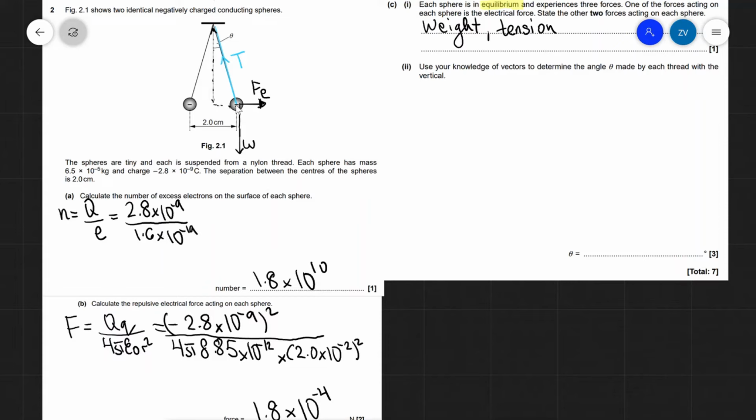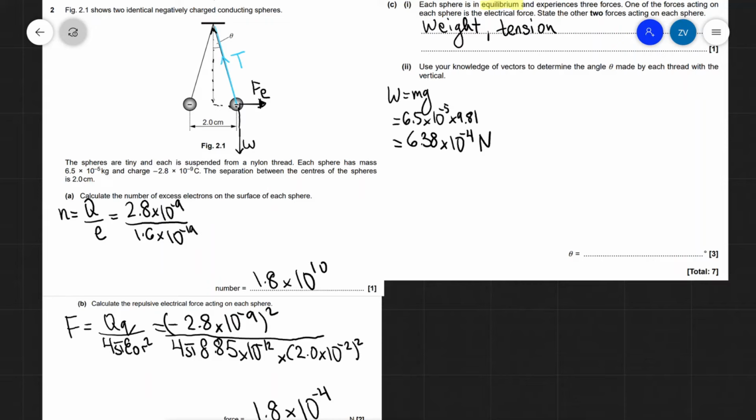Now the weight, we can calculate that pretty easily. In fact, let's just do that really quickly over here. So the weight is equal to mg. Please don't use just the mass. We're given the mass, which is 6.5 times 10 to the power of -5. We're going to multiply this by 9.81. I'm going to get that the weight is equal to 6.38 times 10 to the power of -4 newtons.